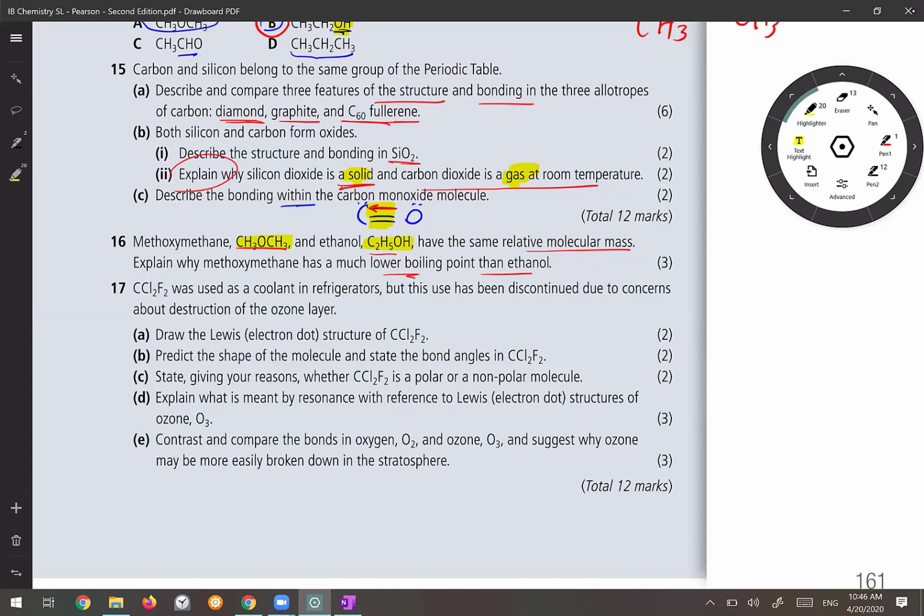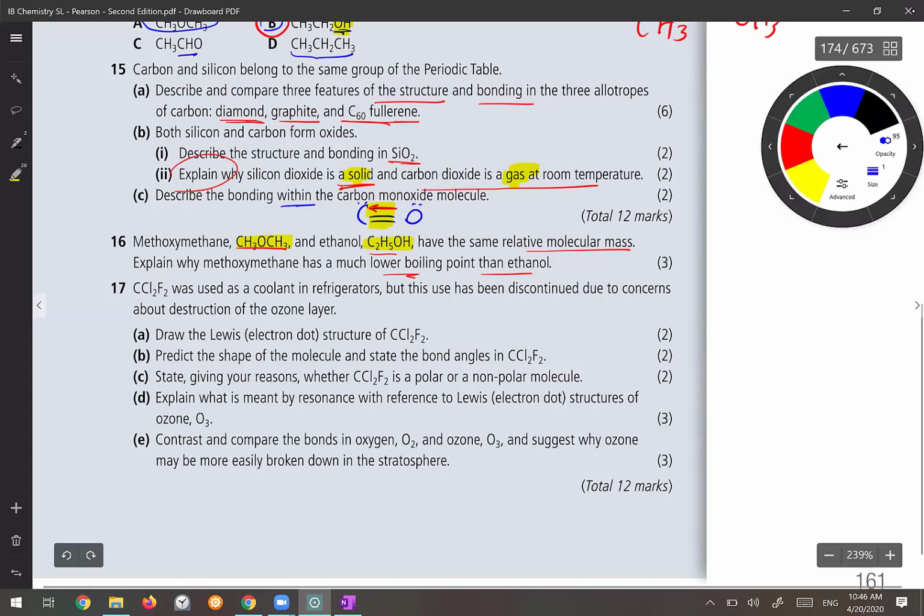But before explaining that, what is the point of this one? It says they have the same relative molecular mass. What does this show you when 2 molecules have the same molecular mass? Exactly, their London dispersion force is the same. Both of them are molecules, so all molecules have London dispersion force, but for these 2 cases the London dispersion forces are equal. So this difference in boiling point is not related to London dispersion force.